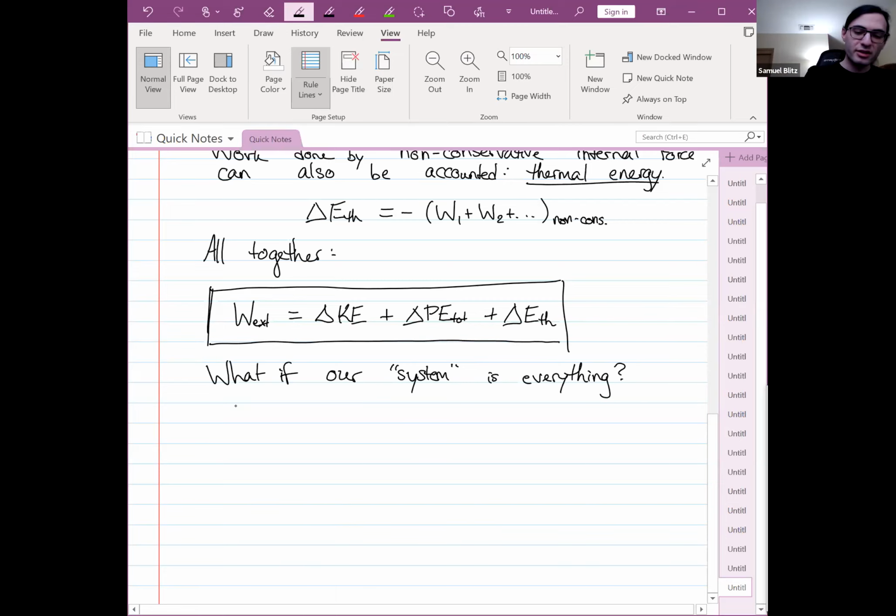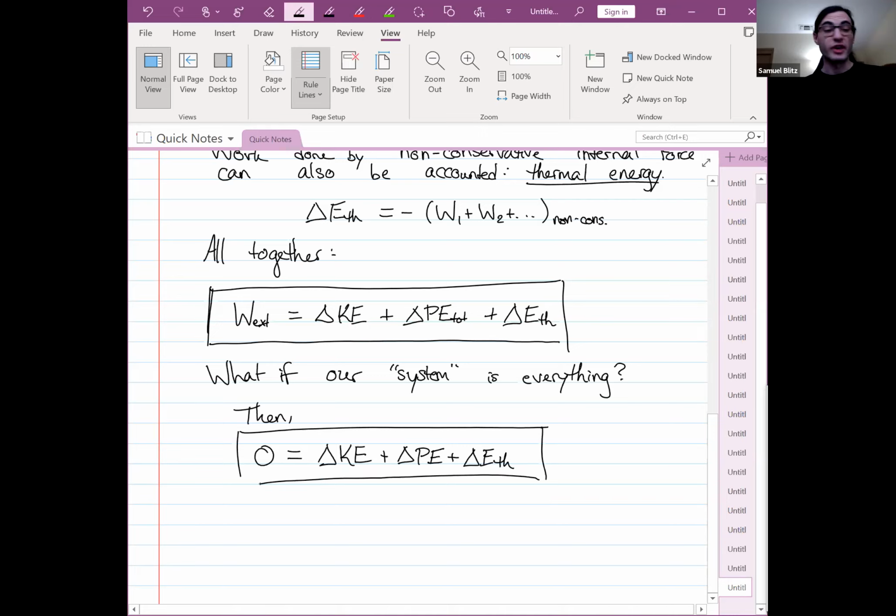In that case, the work energy theorem becomes this equation: 0, because there's no external work, equals the change in kinetic energy plus the change in potential energy plus the change in thermal energy. And so this is the classic energy conservation law.